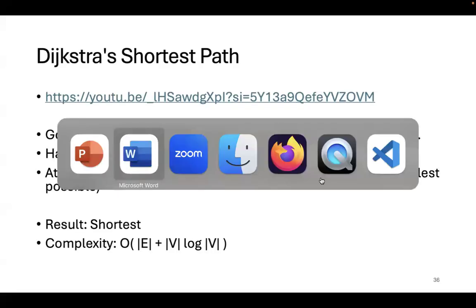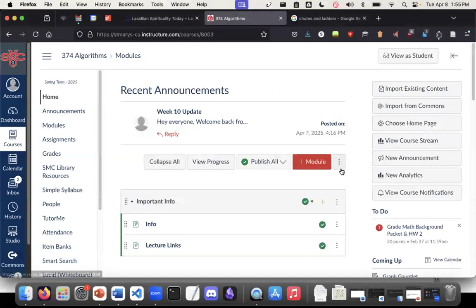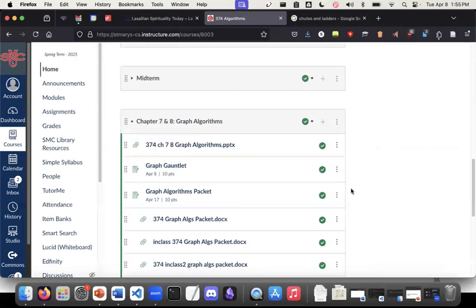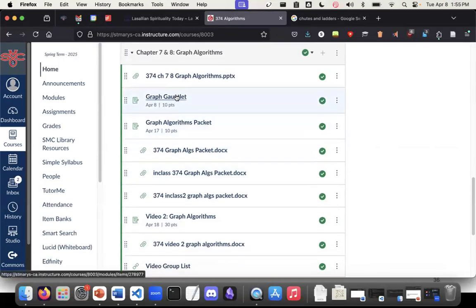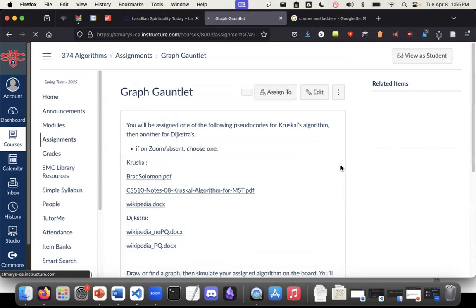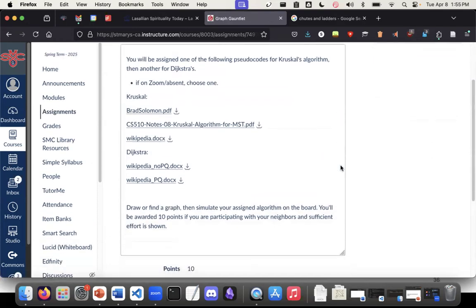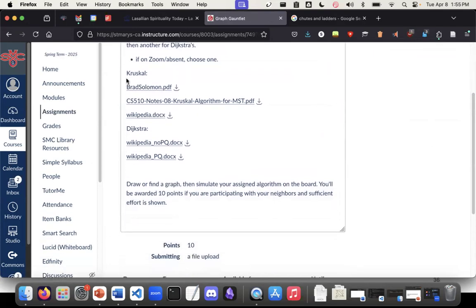Okay, so I've got an activity to help us cement this now. We had sorting spree, so I wanted to keep the alliteration. So we've got graph gauntlet. We're going to do this once with Kruskal's and once with Dijkstra's, where I've got some pseudocode here on Canvas. You can download it.